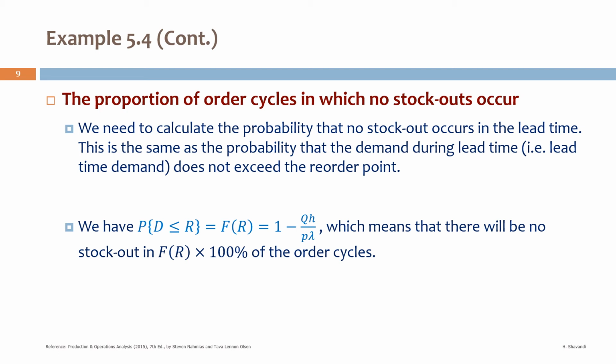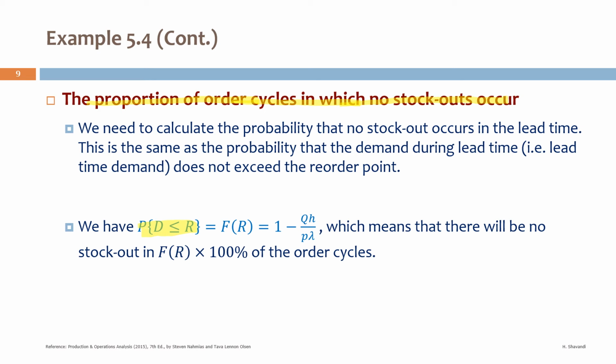Let's assume that we have solved that example, and now we want to obtain the proportion of order cycles in which no stockouts occur. So we have cycles with the length of T, and we want to see what proportion has no stockout situation. This means that we need the probability that demand during the lead time is less than or equal to r.